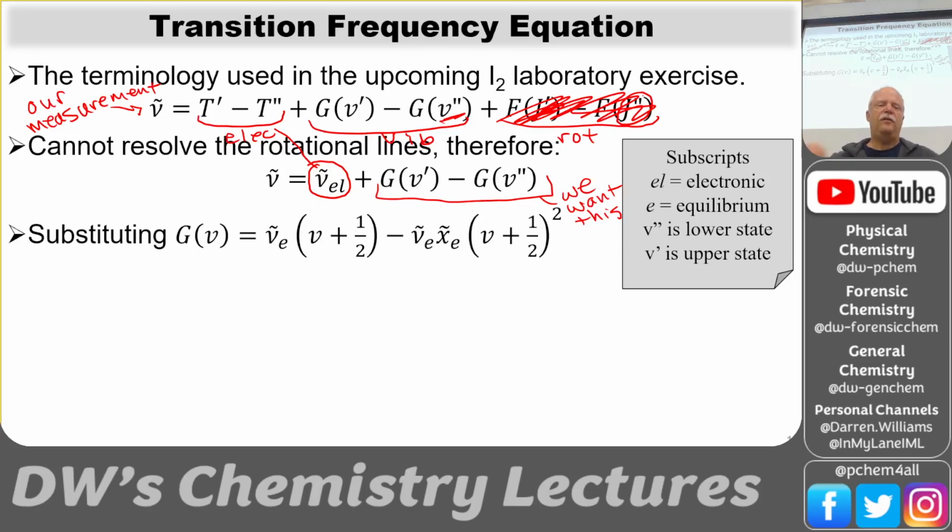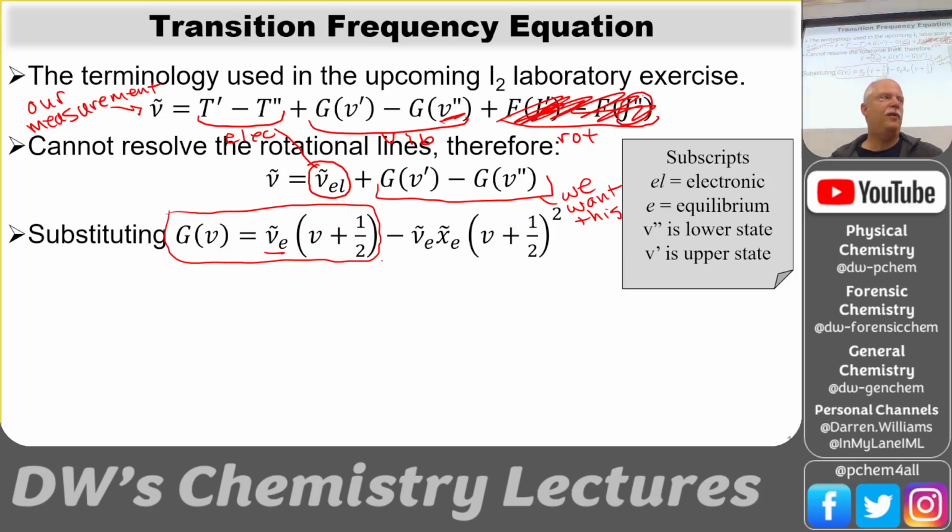So we know the vibrational energy equation, G of V. It's the vibrational frequency times the vibrational quantum number plus a half. So this is what we were looking at in, say, the benzene, chlorobenzene lab. We were looking at the fundamentals going from V equals 0 to V equals 1.